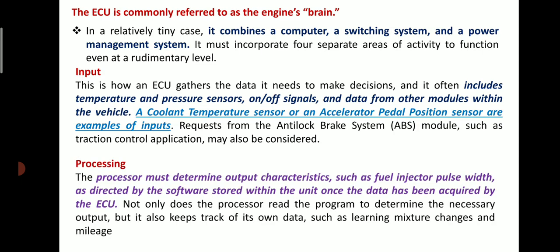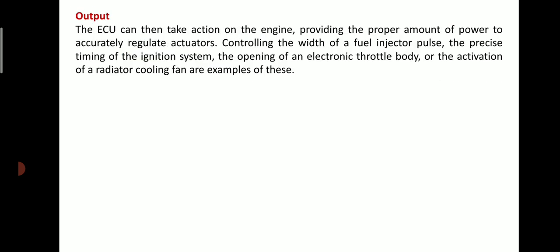Second is processing. Once the data has been acquired by the ECU, the processor must determine output characteristics such as fuel injector pulse width, as directed by the software stored within the unit. Not only does the processor read the program to determine the necessary output, but it also keeps track of its own data such as learning, mixture changes, and mileage.